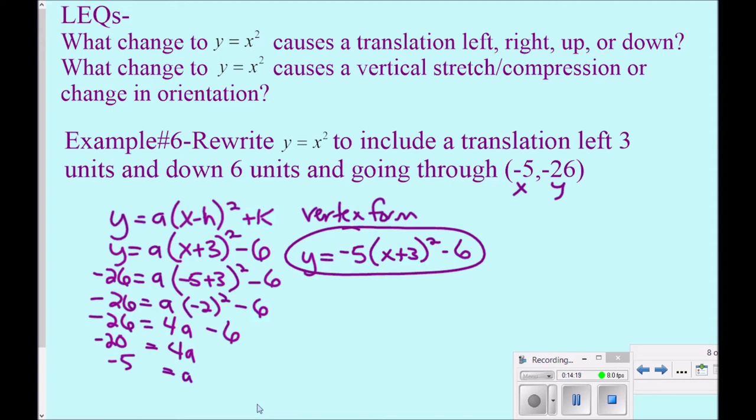Okay, and then looking at that, I can see that the -5 means this graph has been transformed, has a vertical stretch, and it also has a negative orientation. And I can tell that by looking at that a value.